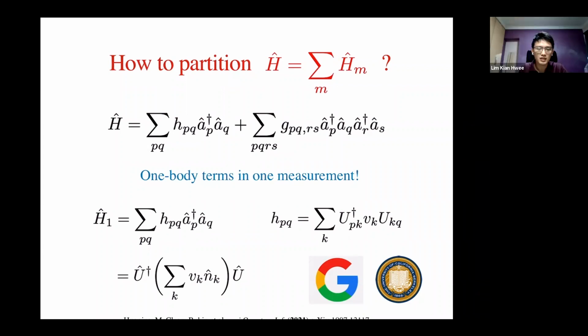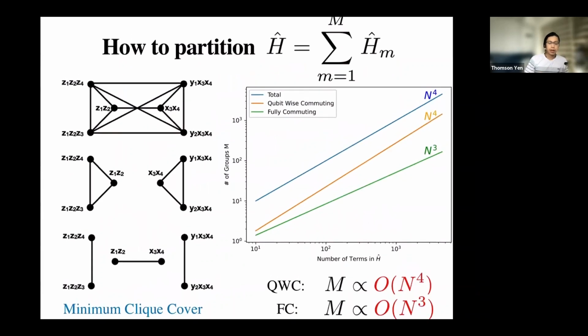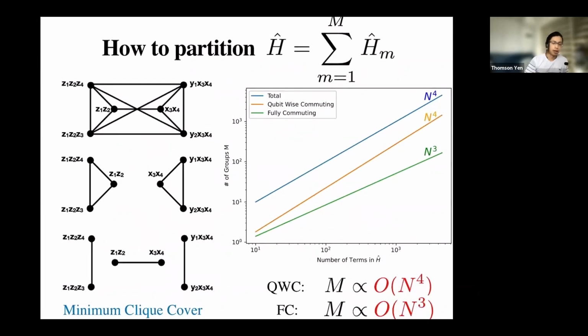Yeah, I see. Right. So if you were to do GFC, you don't actually go for the minimum clique cover problem. This minimum clique cover was entirely inspired by reducing the number of groups.